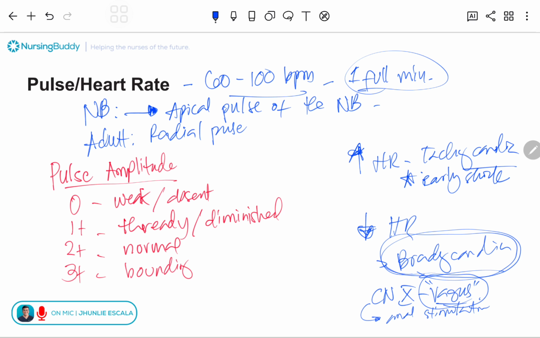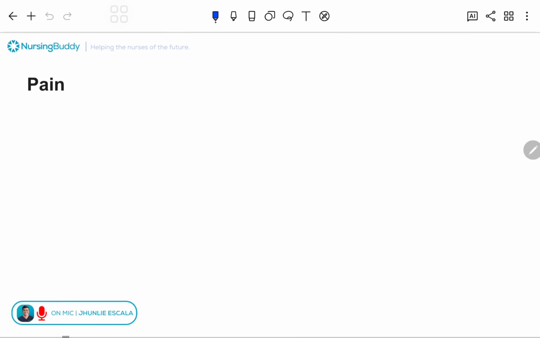Okay? So, that's it. Okay, next topic, kapatid. Let's talk about your pain, tuloy. Your pain, kapatid. Kapag sinabi natin pain, kapatid, this is actually the fifth vital sign. Tandaan po natin. The fifth vital sign. Okay? So, this is actually a new concept. Dati, it's not considered actually as a vital sign. Okay, way before. Sa mga panahon pa ng yan.